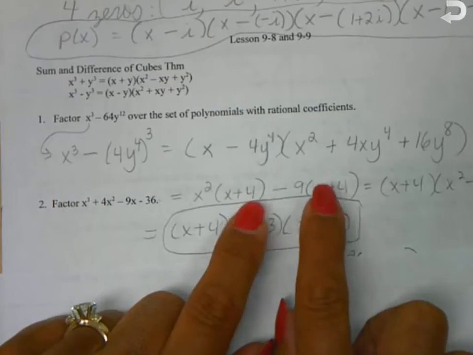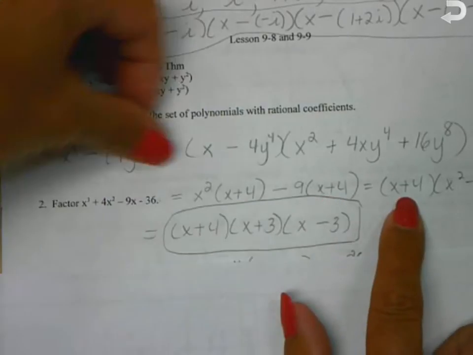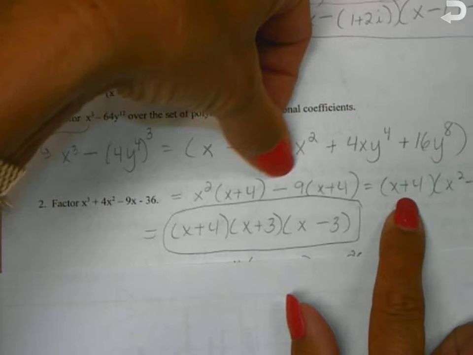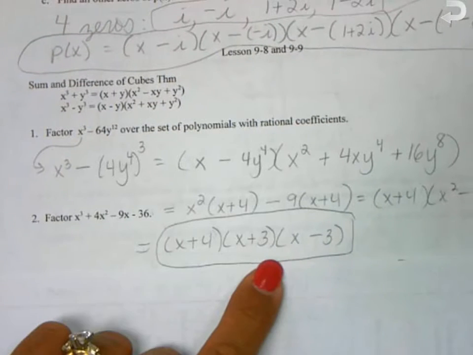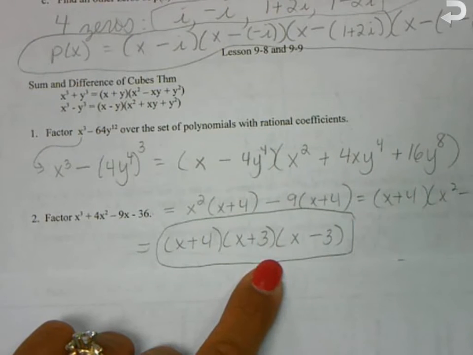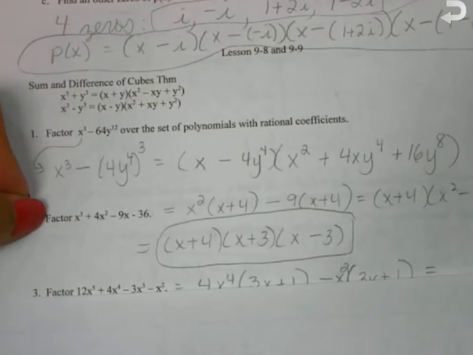Now, if doing that factorization of splitting it up into two pairs creates another common factor, then this technique is going to be successful for you. Because now I can pull out the common factor of x plus 4 and be left with x squared minus 9. Difference of squares will get me my final factorization.